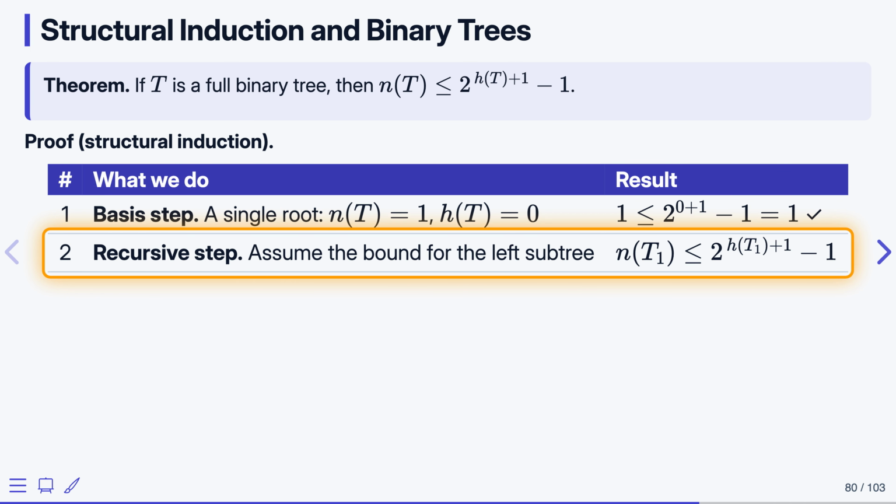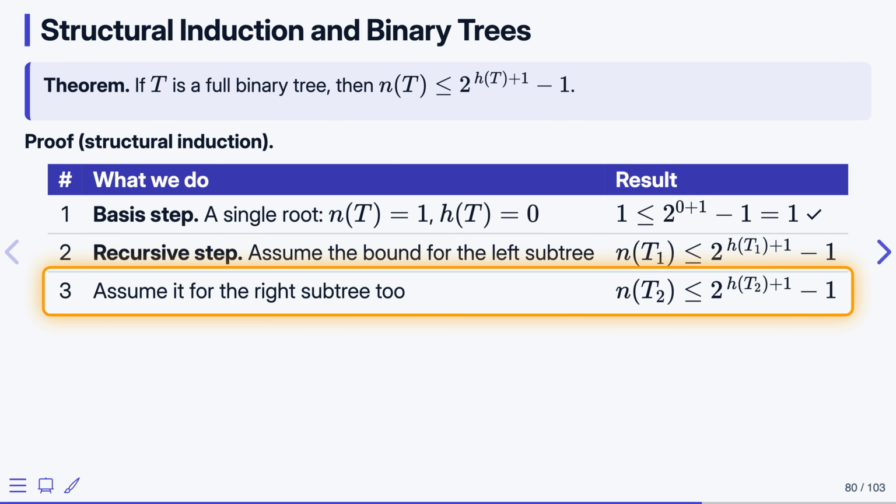Step 2. The recursive step. We build t from two smaller trees. Assume the bound already holds for the left subtree t sub 1. Step 3. Assume it for the right subtree t sub 2 as well. On the next slide we combine them.